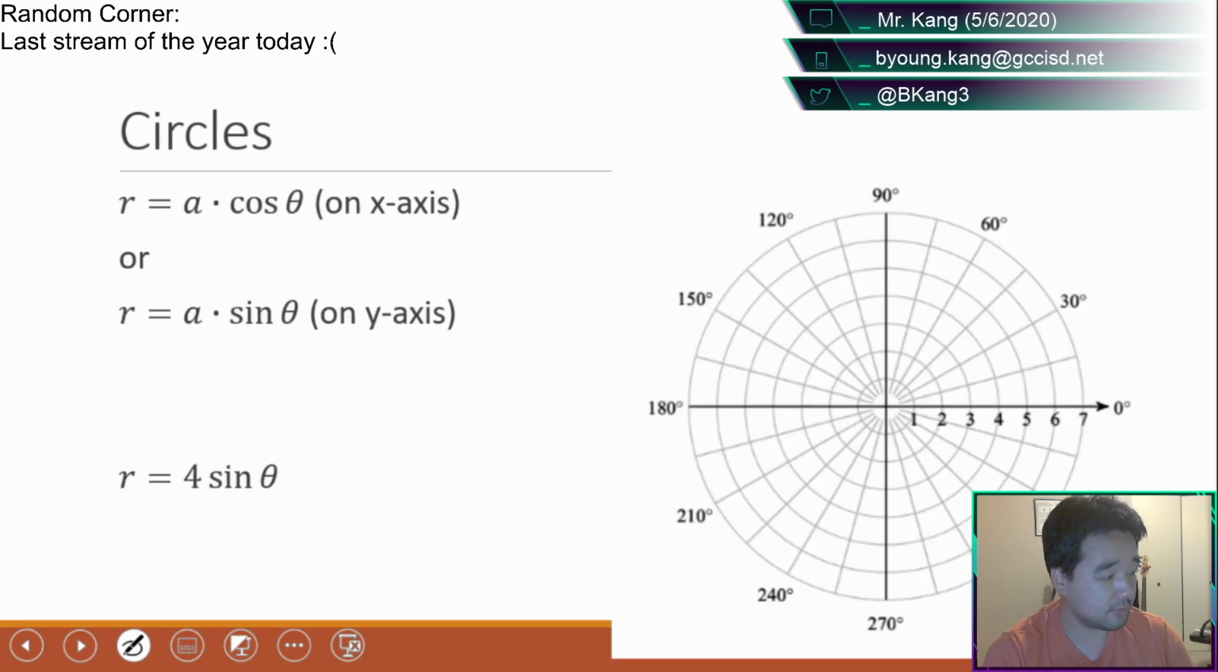Let's just get to work. First things first, how do you draw a circle? So a circle is either going to be of the form r equals a cosine theta or r equals a sine theta. And of course, a is just going to be a number that gets filled in the problem. So you see the example down here, we have 4 sine theta.